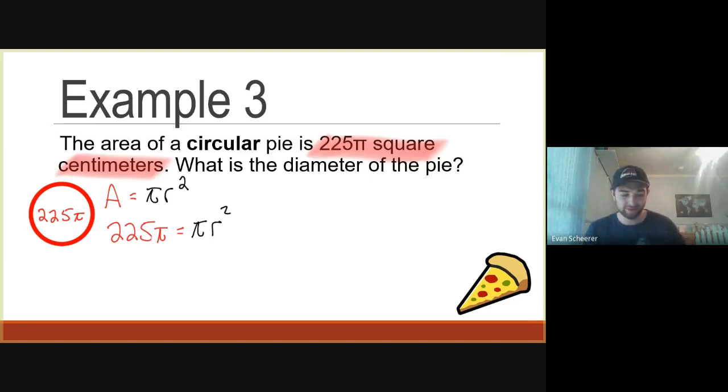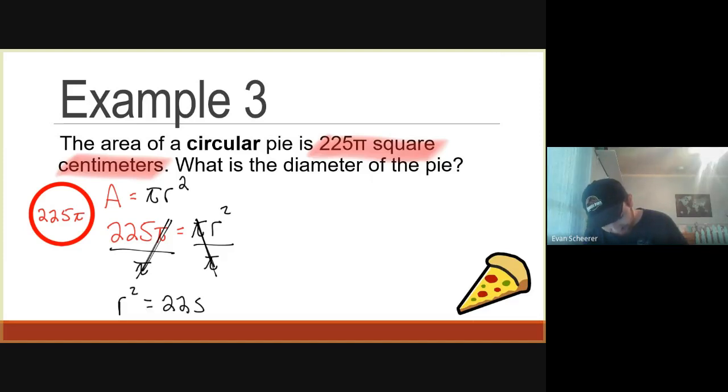And now we're going to simplify some things. For example, we're going to divide both sides by pi. When we divide both sides by pi, these cancel out, and then I'm going to flip it at the same time. So that means r squared equals 225. Now, this is the part that's new. I'm going to move this up here.